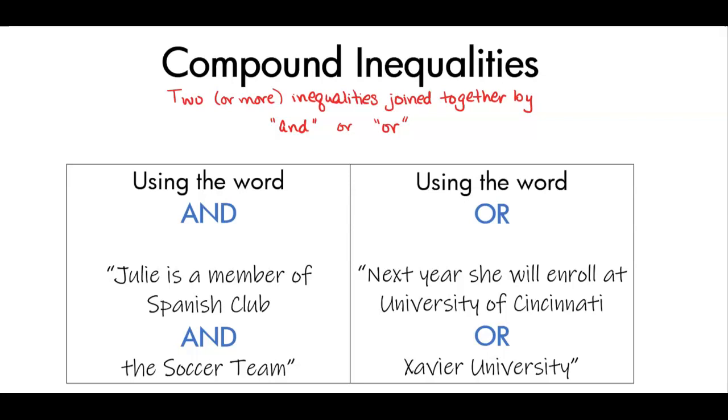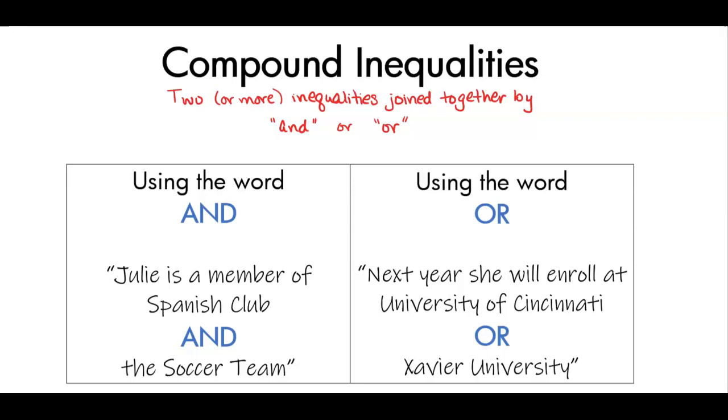An example of using the word "and" in a regular English sentence is "Julie is a member of the Spanish club and the soccer team." That means that Julie is doing two different things. There are some people at MND who are just members of the Spanish club, and there are some people who are just on the soccer team, and Julie is one of the few people who is doing both of these things. The word "and" requires both things to be true.